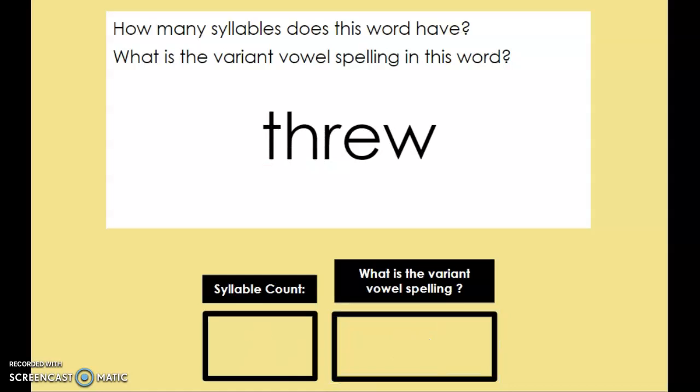Through. How many syllables? Through. I count 1 syllable. And what's the variant vowel? Well, it's either going to make the oo or the other sound. Let me close my eyes and say the word. Through, through. It sounds like the oo sound, and it's spelled with an EW. That makes sense. We talked about that on our first slide.